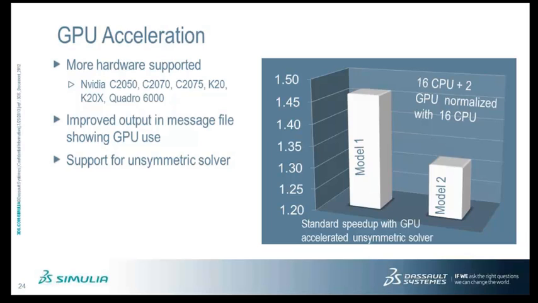So the graph here shows two examples. One is Model 1 and Model 2. They're just generic examples. And in both cases, you're getting speed up. The first one, you're getting speed up of about 50%. And the second one, you're getting a speed up of about 30%. And so the advantage is, you're getting non-trivial speed up, and all you're doing is switching on and leveraging hardware that you already have on your machine.